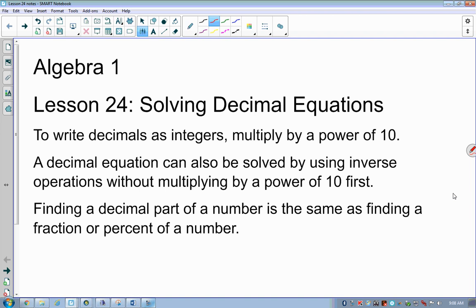A decimal equation can also be solved by using inverse operations without multiplying by a power of 10 first. Notice the words without multiplying by a power of 10 first. Finding a decimal part of a number is the same as finding a fraction or percent of a number. It's just a different form of it. Okay? All right, so from there, let's look at some questions.